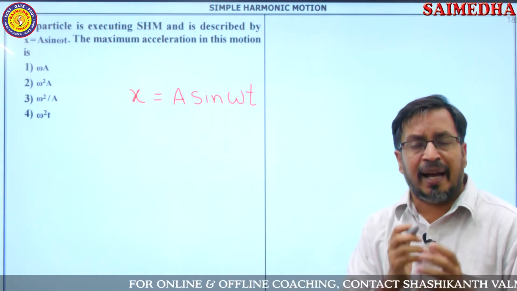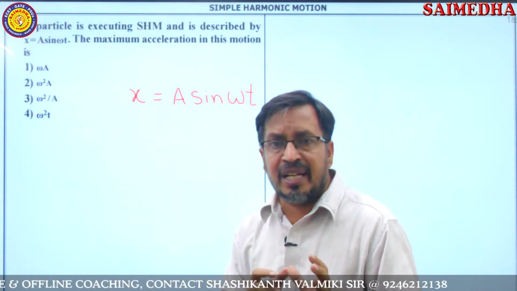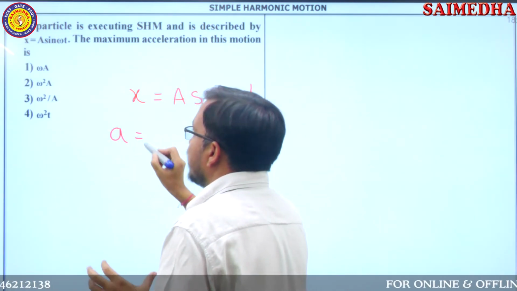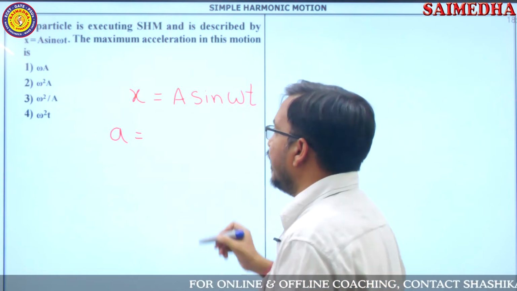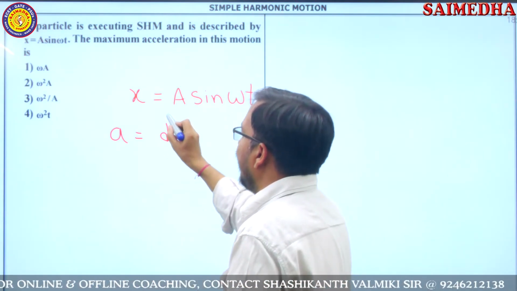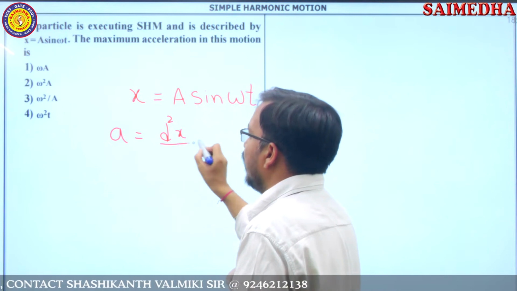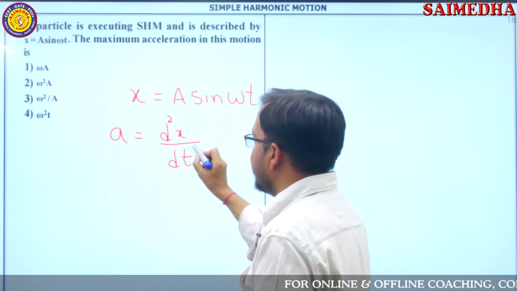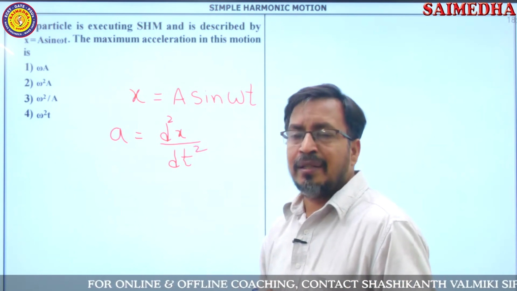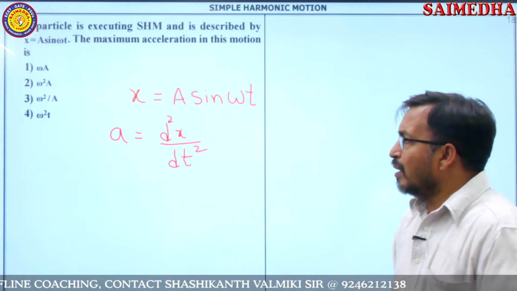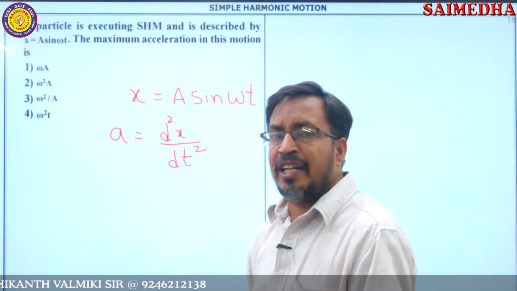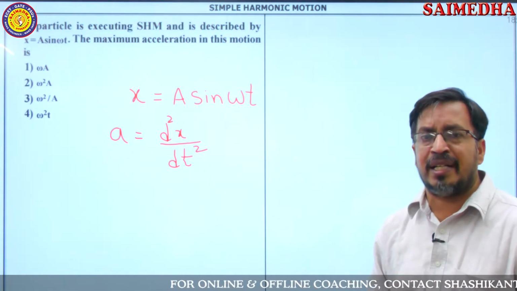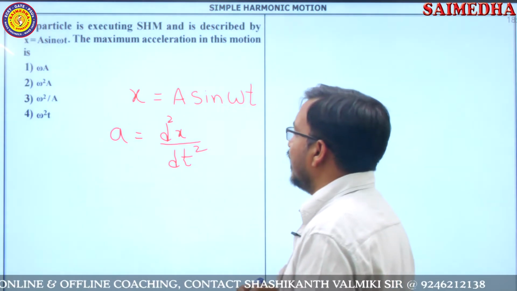It is asking for acceleration. From the definition, acceleration a, in terms of displacement, is d square x by dt square, or dv by dt also. Here displacement is given, that is why we are solving d square x by dt square. So, first I am differentiating the equation.